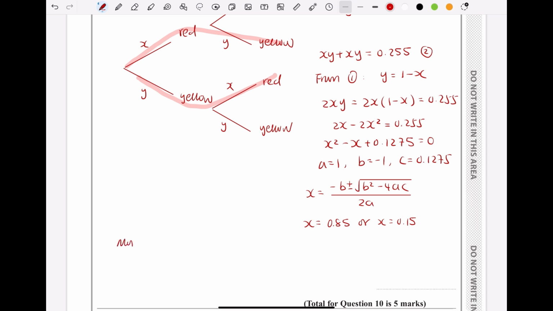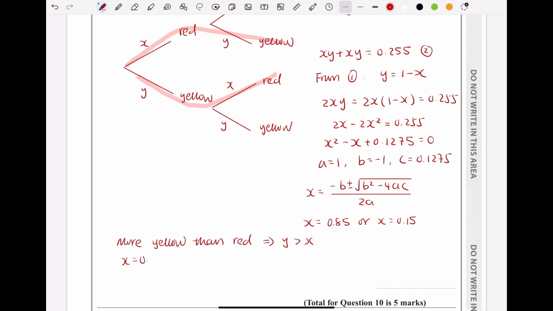We are told that there are more yellow counters than red counters. Therefore, y is going to be greater than x. So x is 0.15, y is 0.85. Now, in the question, they are asking the probability that Simon takes a yellow counter from the bag. It's asking for the value of y, which is 0.85.